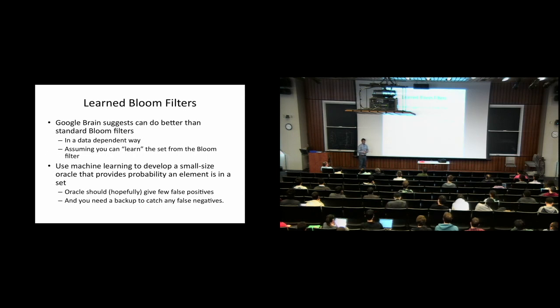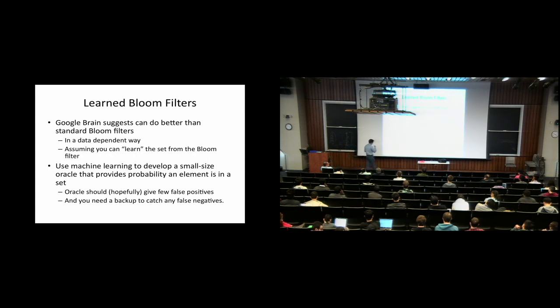How many people have seen the "The Case for Learned Index Structures" paper from Google Brain? Some number of people. Okay. There's a bit of hype about this paper. And one of the things they said is we can use machine learning to try and do something better than a standard Bloom filter, in a way that's very data dependent. I should give this caveat that their approach is data dependent, whereas a Bloom filter works regardless of what the data is. So there are certainly differences.